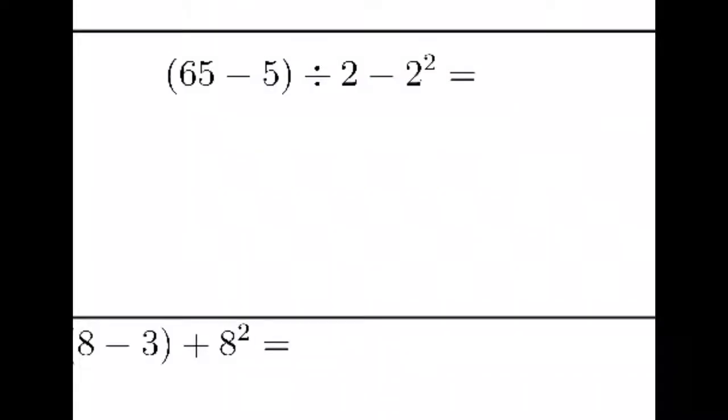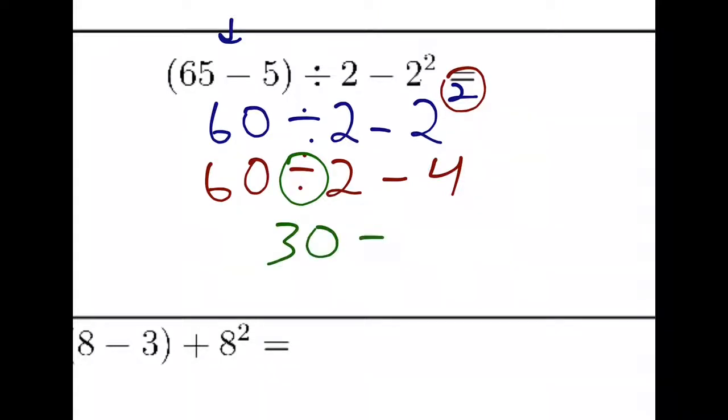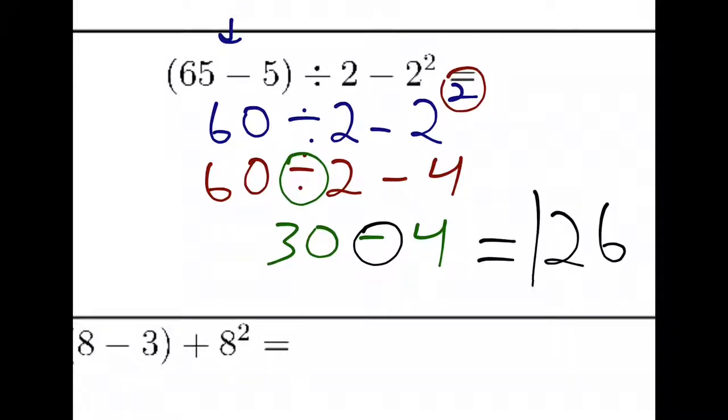For the last example problem, we begin here with the parentheses. 65 minus 5 gives us 60. And what comes next? If you said the exponent, you're right. So 60 divided by 2 minus 4, because 2 squared is 4. Next up, we'll do the division. So 60 divided by 2 is 30. And lastly, we will deal with the subtraction. 30 minus 4 is equal to 26.